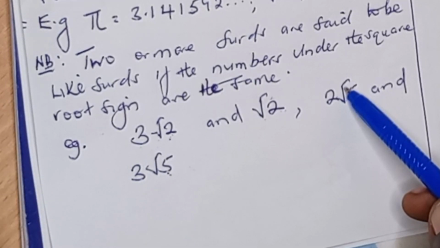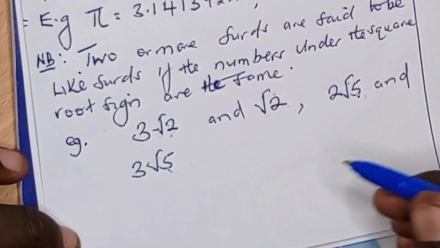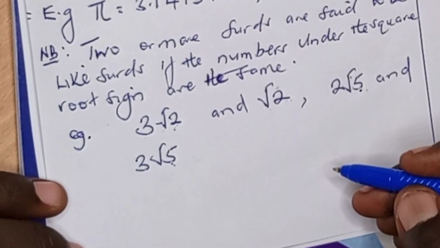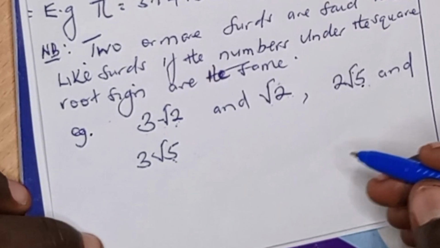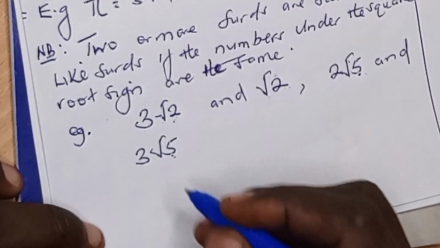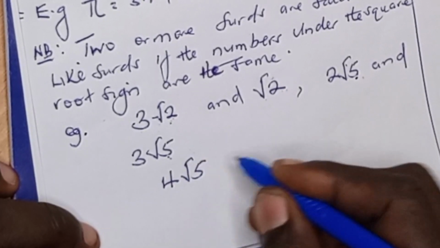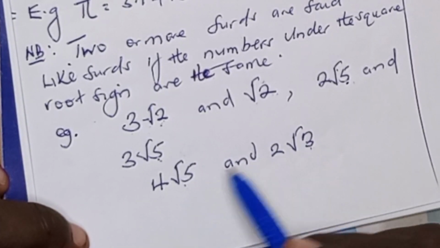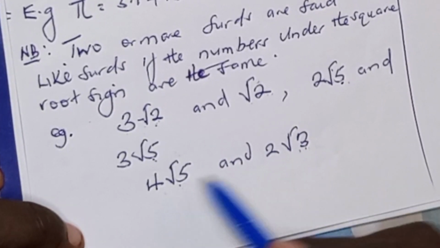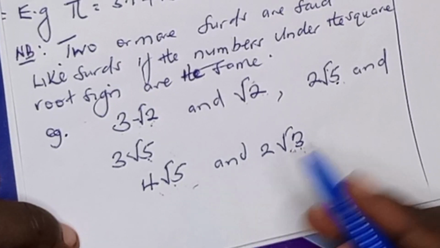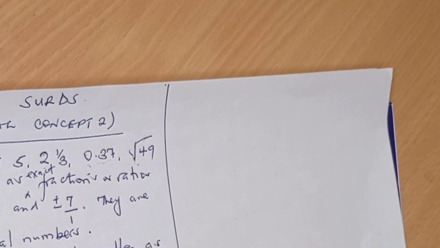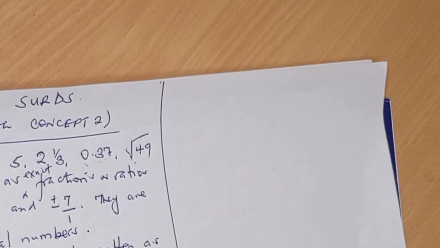Now, for two SADS to be called unlike SADS, they must have different irrational factors. An example of unlike SADS can be 4 root of 5 and 2 root of 3. Here the numbers under the square root signs are different. Therefore, these two SADS are called unlike SADS. Now, for you to be able to answer questions on SADS or irrational numbers very well, you have to be well versed with the rules of SADS. So let me take you through the rules of SADS.